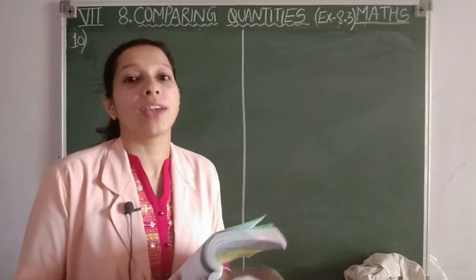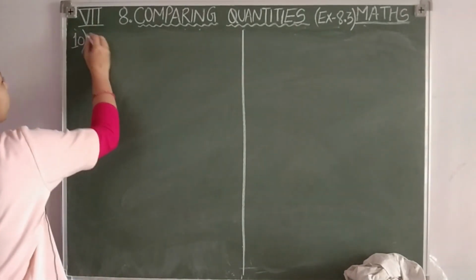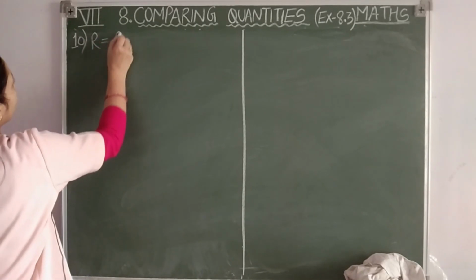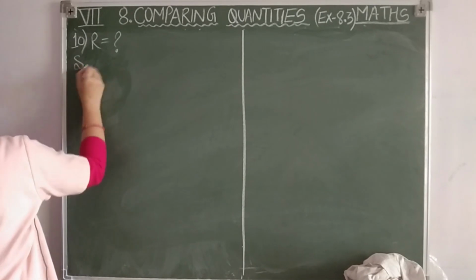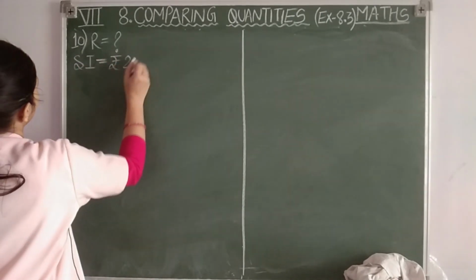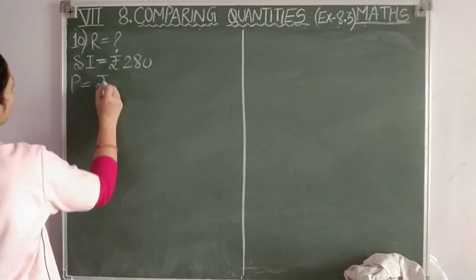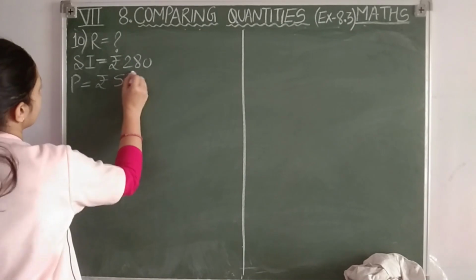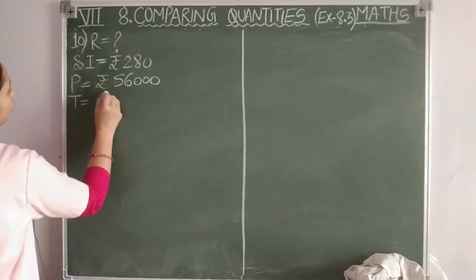What we have to find here? We have to find here rate. So let us see, students. So rate is not given to us. Fine. Then interest is given to us. Simple interest is rupees 280. Then principal is also given to us, students. Principal is rupees 56,000. Then time is given to us, 2 years.